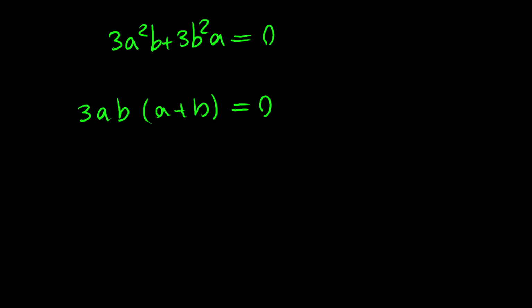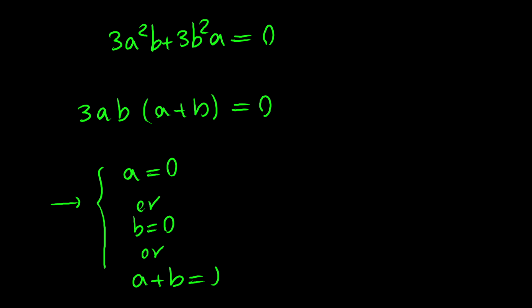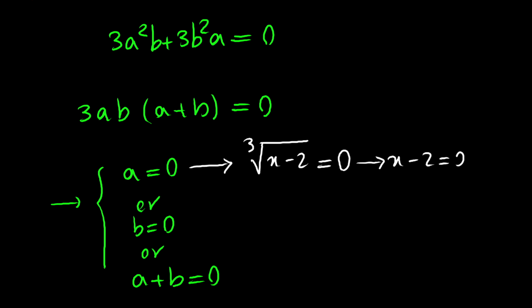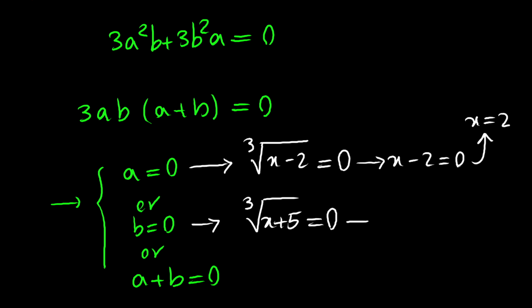So based on the zero product property, I can say that either a equals 0, or b equals 0, or a plus b equals 0. Now, if a equals 0, then that means that the cube root of x minus 2 is going to equal 0, which means that x minus 2 equals 0, which means that x equals 2. But if b equals 0, that means that the cube root of x plus 5 equals 0, which means that x plus 5 equals 0, which means that x equals negative 5.